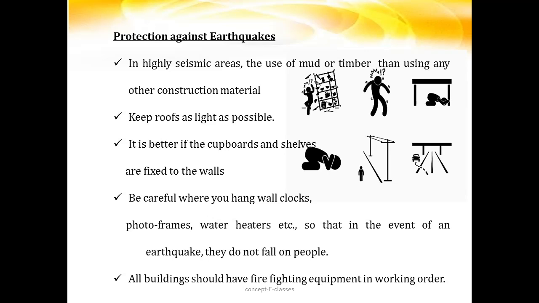Now all buildings should have firefighting equipment, because some buildings may catch fire due to an earthquake. So it is necessary that all buildings, especially the tall buildings, have firefighting equipment in working order.